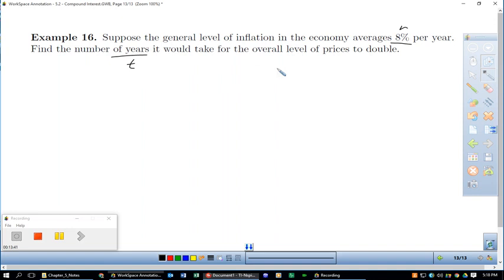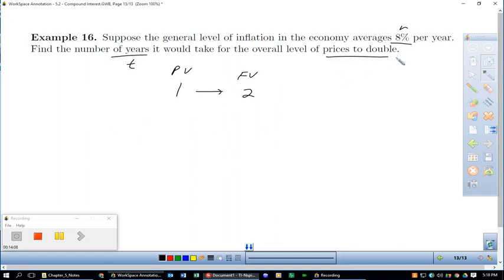Now, it may make you feel a little bit uneasy that we don't have our future value or present value. So here's what we're going to do. We want to know when the prices double. So pick your favorite number. I'm going to just use 1. Okay, let's say the present value is $1. Okay, in the future, how much is it worth if it doubles? It's worth 2. Okay, you could have done it with 2 and 4 and it'd still work.